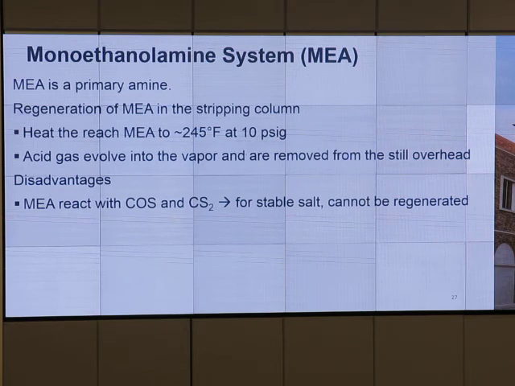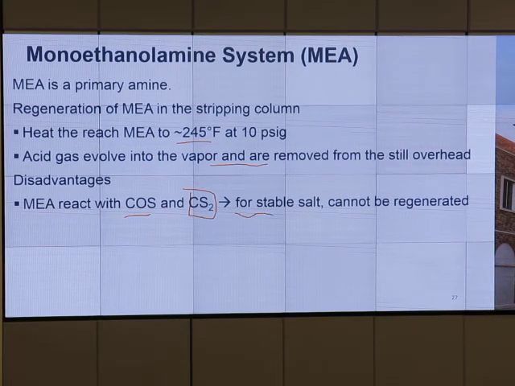MEA, monoethanolamine. So MEA is a primary amine, which means it reacts very strongly. Okay, we regenerate by heating it to 245 Fahrenheit. Acid gas evolved into vapor is removed from the still overhead. Disadvantage: MEA reacts with carbonyl sulfide and CS2, forms a stable salt, and cannot be regenerated.